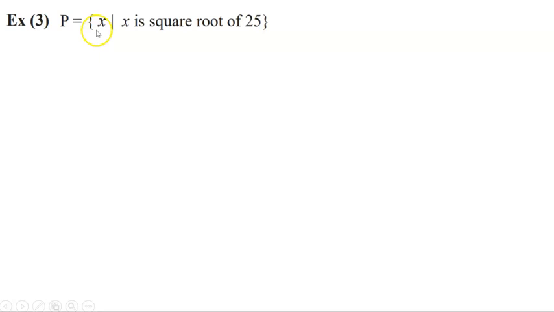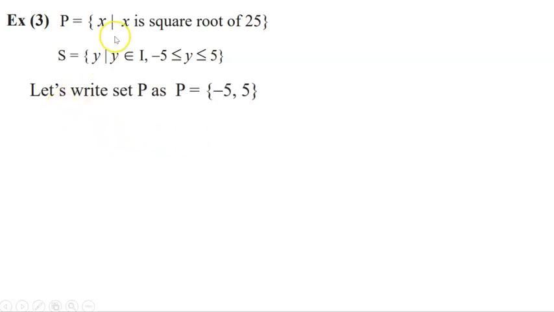P is equal to, in curly brackets, x such that x is a square root of 25. S is equal to, in curly brackets, y such that y belongs to I, and y lies between -5 and +5, y is equal to 5 also, and y is equal to -5. Okay, now first we write the set P. P आपल्याला असा सेट पाहिजे की असे नंबर्स की ज्याचा स्क्वेअर 25. मग -5चा स्क्वेअर देखील 25 येतो, 5चा स्क्वेअर देखील 25 येतो. Therefore, the set P is, in curly brackets, -5 and 5.